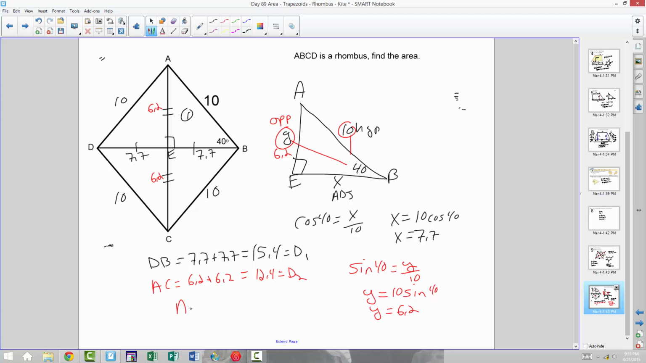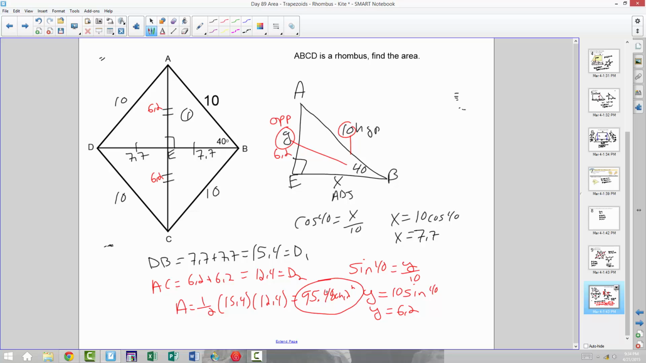Now the area is equal to half times 15.4 times 12.4, which will give us 95.48 units squared.